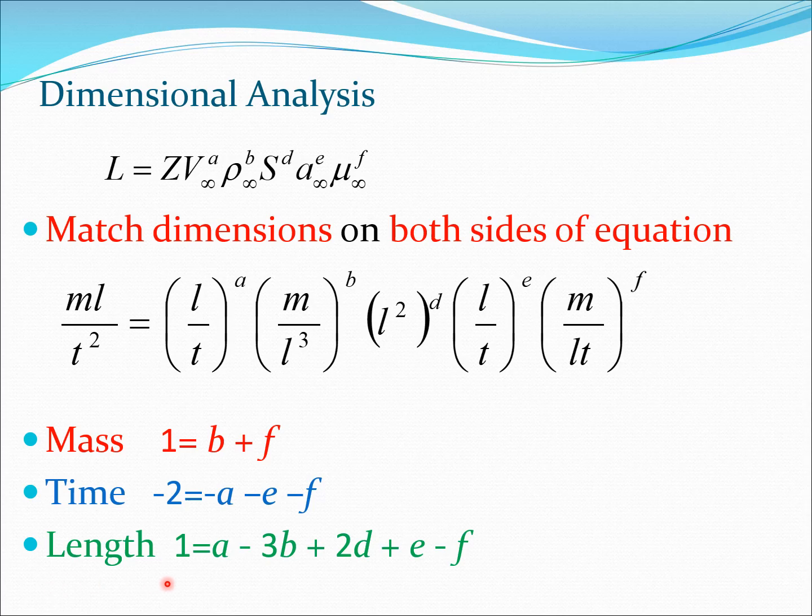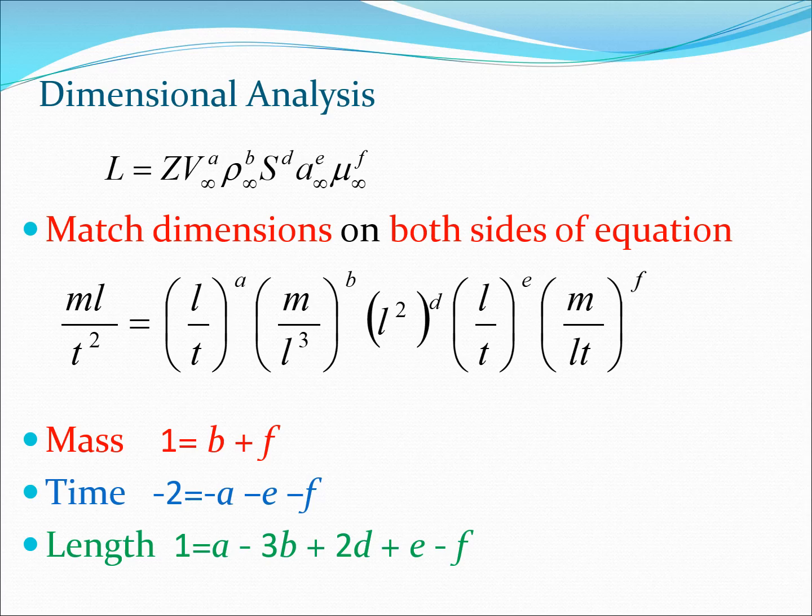Now the third is about length. Here length has power 1, so there's 1 here. On the right hand side there is a, then minus 3b, because if we take L to the top it becomes L to the power minus 3, and then b, so it becomes minus 3b. Similarly 2d, and e from L to the power e, and minus f because L goes up, L to the power minus 1, and then f. So these three equations are going to help us remove some of these quantities.